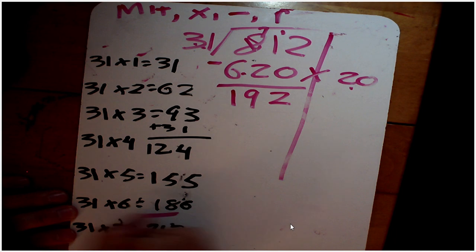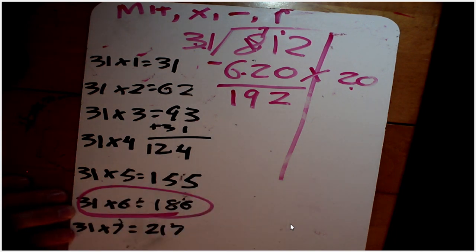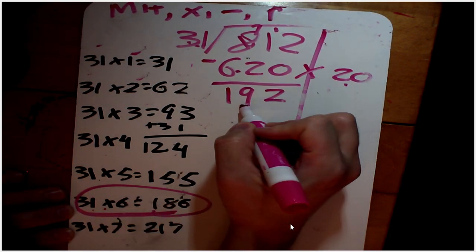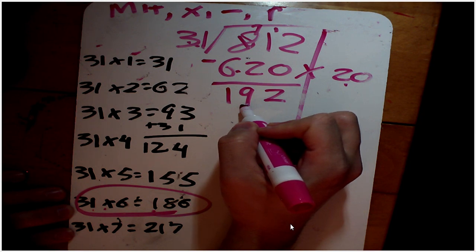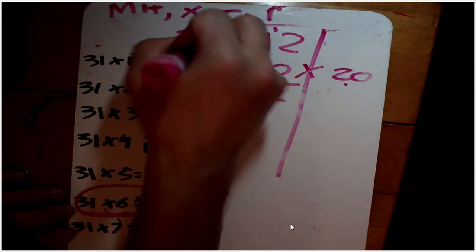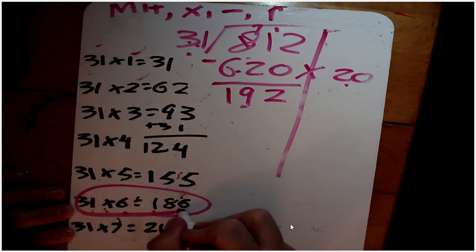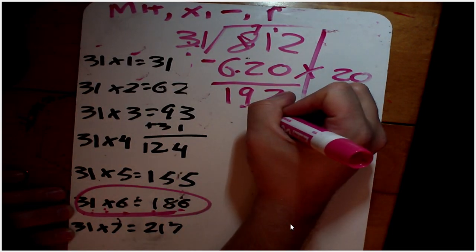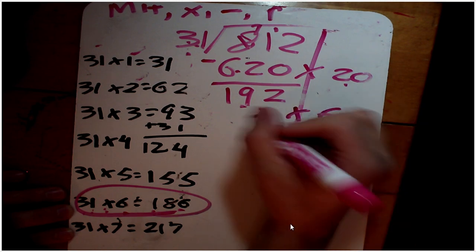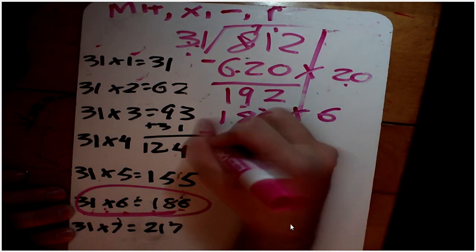186, it's like The Price is Right, is the closest without going over. And that multiple of 31 is times 6. So 31 times 6 equals 186. It's the closest to 192 without going over. I'll say that one more time because I think this is where we have trouble. 31 times 6 equals 186. This is a multiple of my divisor, and the product of that, 186, is closest to my 192 without going over. So I'm going to write my times 6, my 186, do my subtraction.